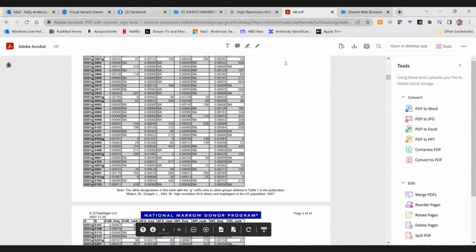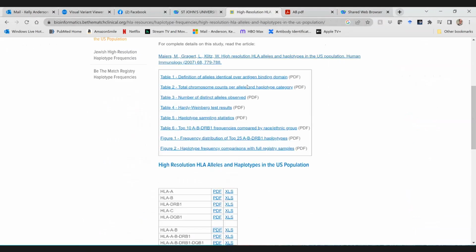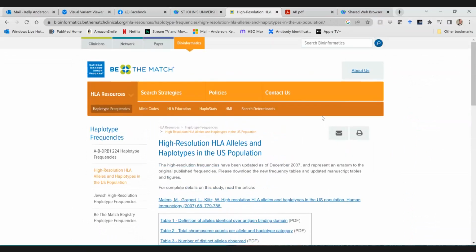But the NMDP website does have a lot of information about common haplotypes and stuff like that, like how to do the Hardy-Weinberg equation. And so lots of nice PDFs available. And that's under bioinformatics on the Be the Match NMDP website.